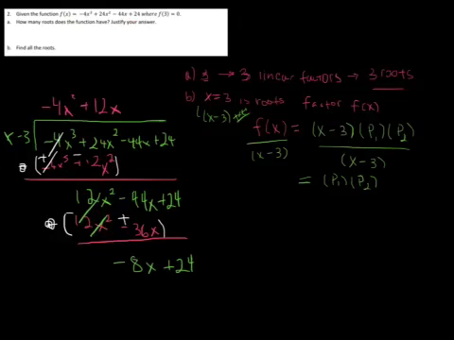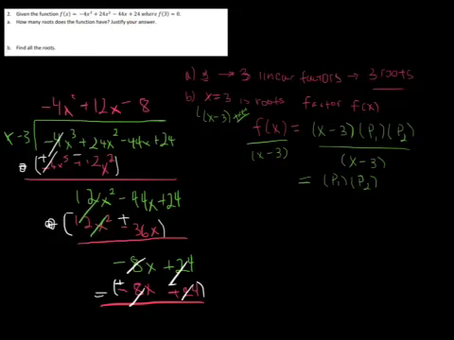X goes into negative 8x negative 8 times, and this is going to give me negative 8x plus 24, which is exactly what I wanted. So when I subtract, positive, negative, I'm going to cancel everything, which is exactly what I'd expect because it should go in evenly.